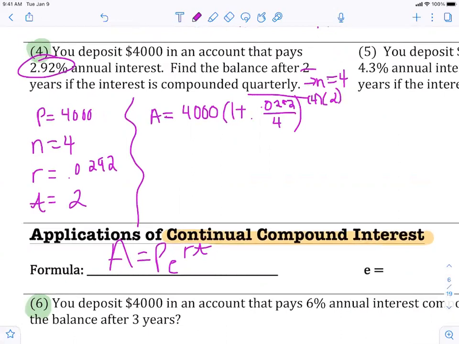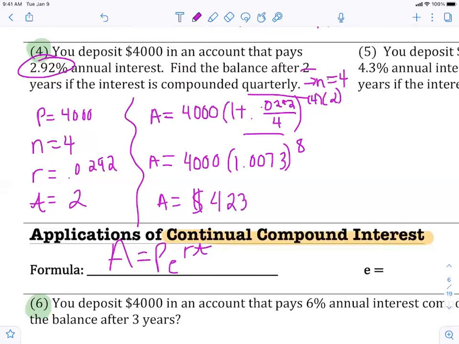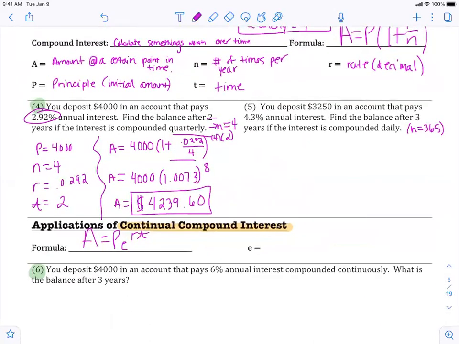And to be honest, we're really just going to type this into our calculator exactly as it looks. If you want to, start by typing what's inside. I sometimes work my way through. We are going to get A equals, 4,000 times, that all inside turns out to be 1.0073. And then 4 times 2 is 8. Now this is something that's a little more manageable to type in. If we type all that in, we are going to end up getting 4,239 and 60 cents. So that's how much is going to be in there.